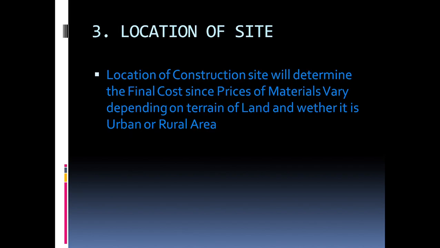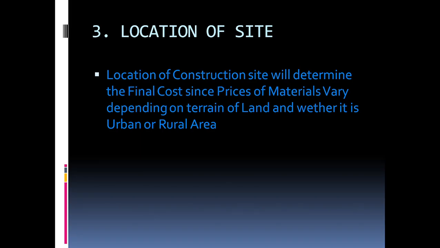Next, we have location of the site. Location of the construction site will determine the final cost since prices of materials vary depending on the terrain of land and whether it is an urban or rural area. So we'll learn that most houses or buildings that are located in rural areas are far much cheaper.